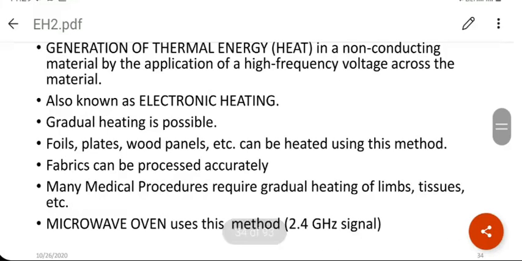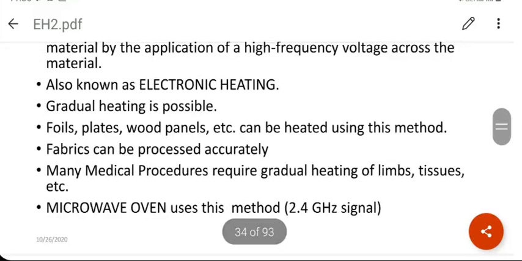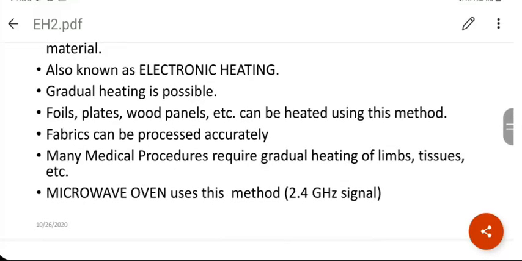Many medical procedures, I was telling you last time also, require gradual heating of the body, of parts of body, and this is better achieved using high frequency, because high frequency gives you a method of controlling the heat being produced by changing the frequency, besides changing the voltage. Microwave oven, of course, is a special case of dielectric heating. Food is dielectric primarily. It is lossy dielectric. We typically use a 2.4 gigahertz signal going into it, and the signal produces the required heat which cooks the food.